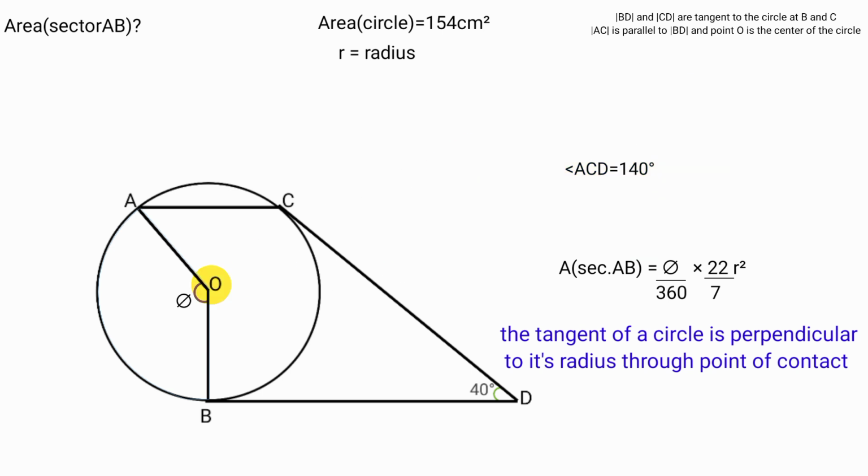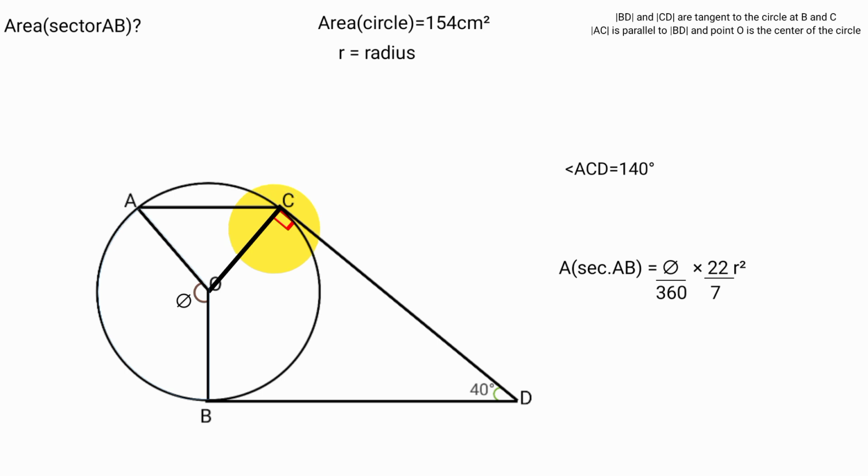Since this is the center of the circle, we can draw the radius now to this point C, which is a point on the circumference of the circle. And based on this rule here, this is a right angle. But recall, this whole angle ACD here is 140 degrees. So since this is 90 degrees, this must be 140 minus 90, which is 50 degrees.